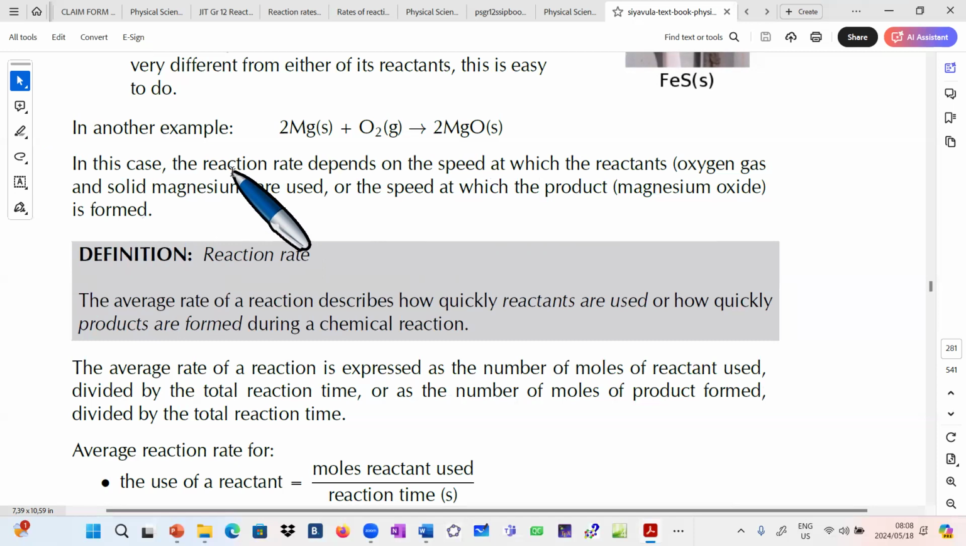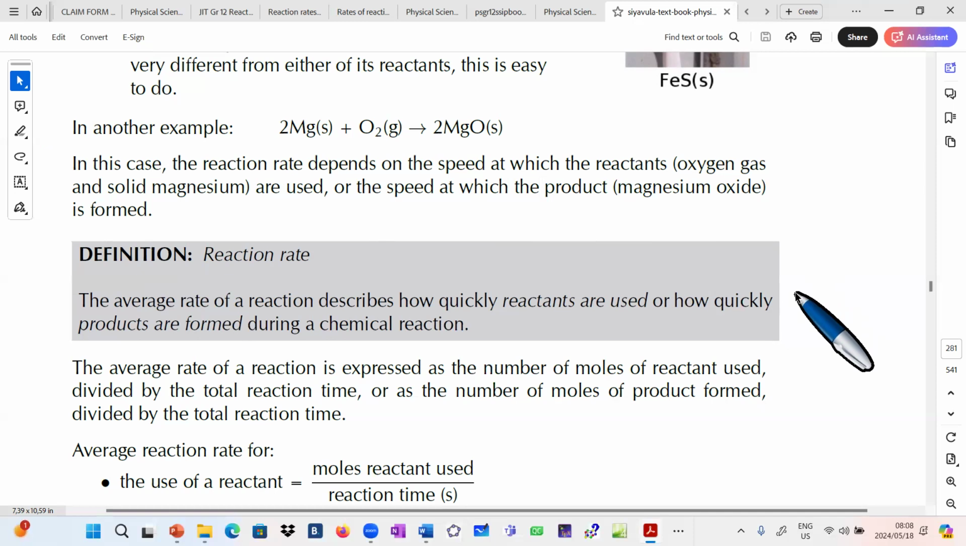What speed are we talking about here? There are two speeds we're speaking about because we're having either reactants or products. So the speed at which the reactants are used, or the speed at which the product, which is magnesium oxide, is formed. Two things: products, reactants, and reaction rate. It depends on the speed at which the reactants are used, or the speed at which the product is formed. Now, that's part of our learning of the reaction rates. We are going quite back to the basics, and we are trying to build this section from scratch.